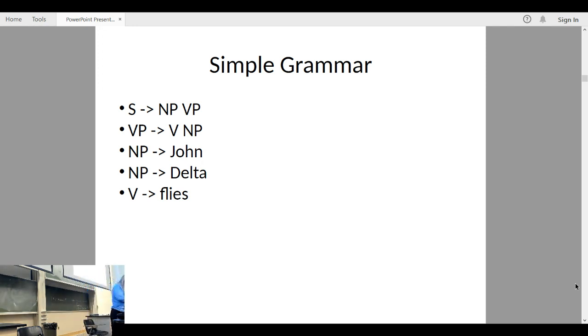So there are 2 sentences that this does. No, there isn't. There's more than 2, but there's 2. So you can have John flies Delta, and that's the sentence I'm going to do, but you can have John flies Joyce, John flies Johns, you can have Delta flies Delta, and you have Delta flies John. All of those are in this grammar, but we're going to do the sensible one of John flies Delta.